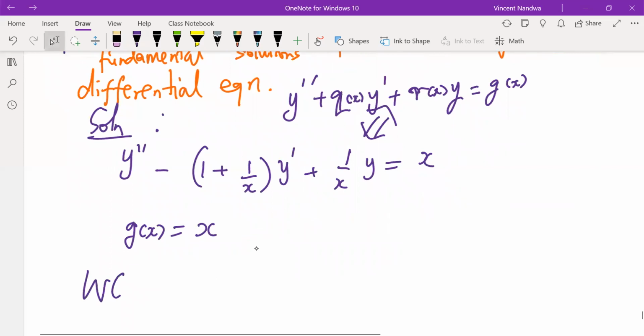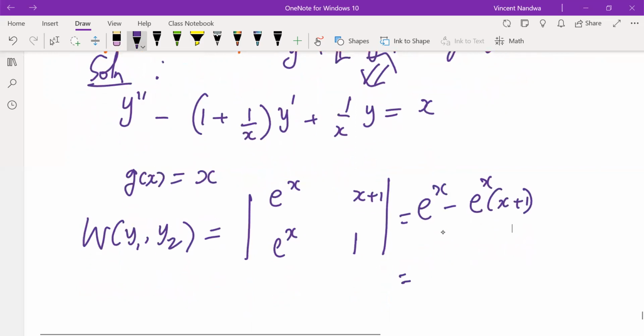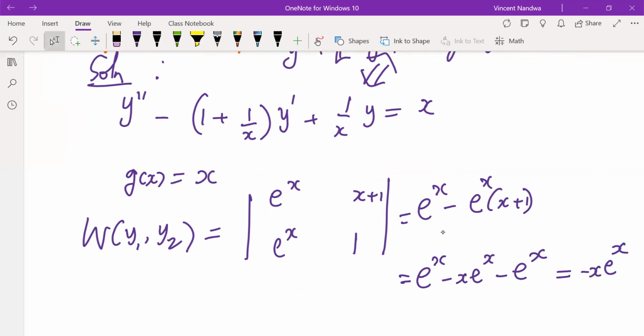Now we get the Wronskian of y1 and y2, this determinant: e raised power x and x plus 1. Differentiating this, we get e raised power x, this will give us 1. So it should be e raised power x times 1 is e raised power x minus e raised power x into x plus 1. Which will give us e raised power x minus x e raised power x minus e raised power x. This simplifies to minus x e raised power x. Remember our y1 of x is given by e raised power x and y2 of x is given by x plus 1.